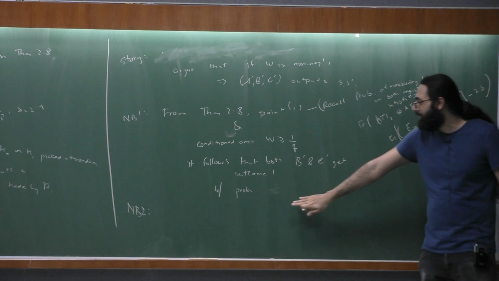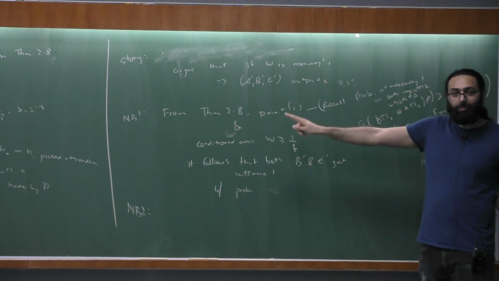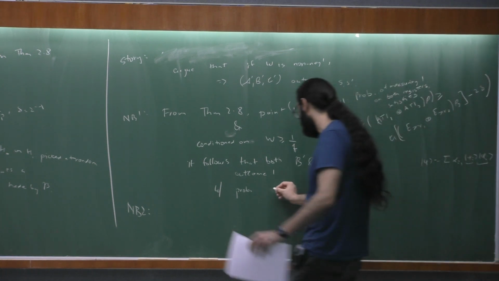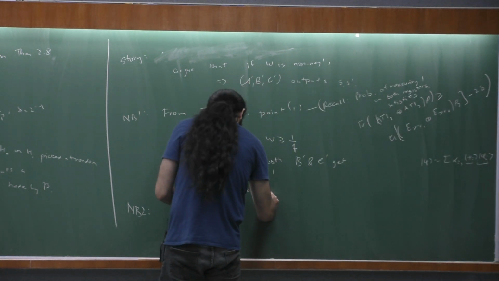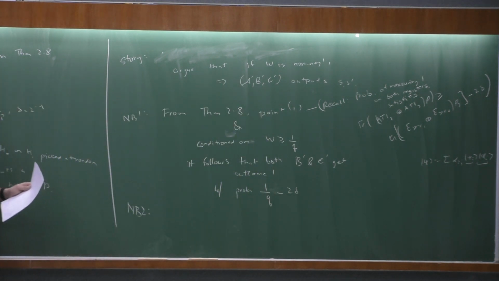So what should the answer be here? What are B prime and C prime doing? They're running the efficient measurement, right? 1 by q minus 2 delta. Yeah, okay. So 1 by q minus 2 delta. Is that okay?